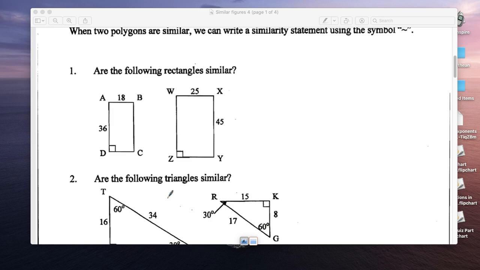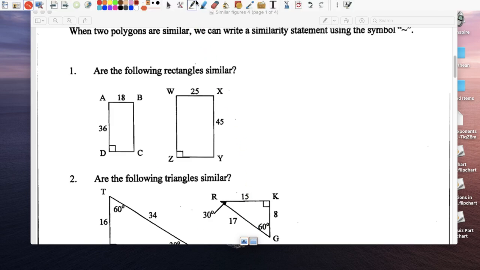Are the following rectangles similar? So again, this corresponds to this, right? And this side obviously corresponds to this. So the angles are the same. Remember, the angles must be the same, and if the sides are proportional, then it's similar. So rectangle 1, rectangle 2.